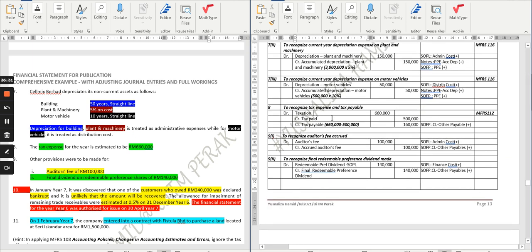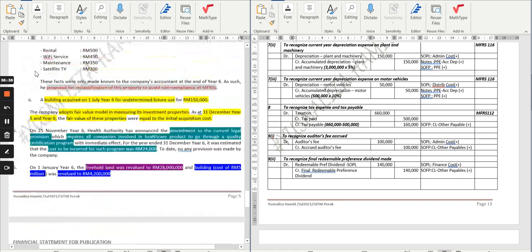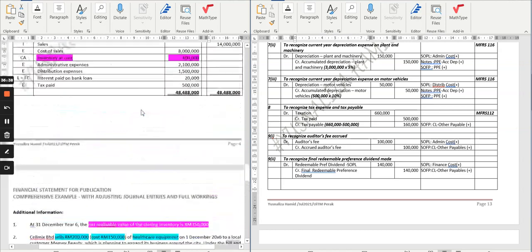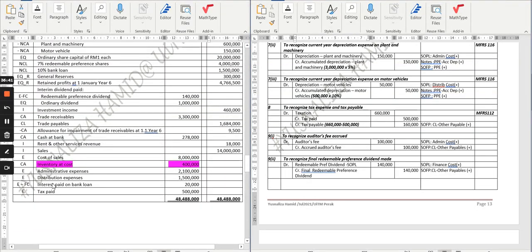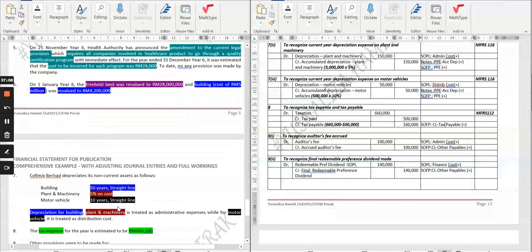Next, recognize the tax expense and tax payable. So what I do is I debit taxation 660,000. I credit the tax paid. Tax paid is this tax paid here that you have in the trial balance. This one, 500,000. It has a debit balance, so I close it off by crediting it. And when I do that, I will get a tax payable of 160,000. That will be your current liabilities, or you can also disclose that as other payable, or you can put that as tax payable.